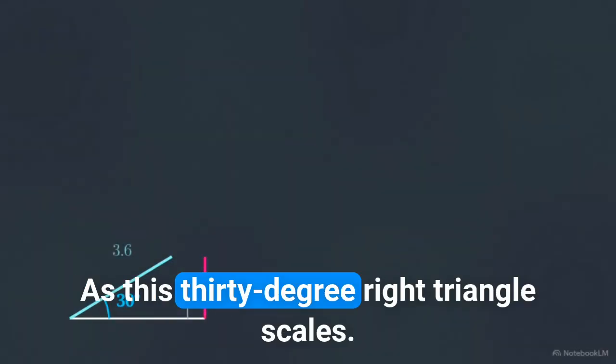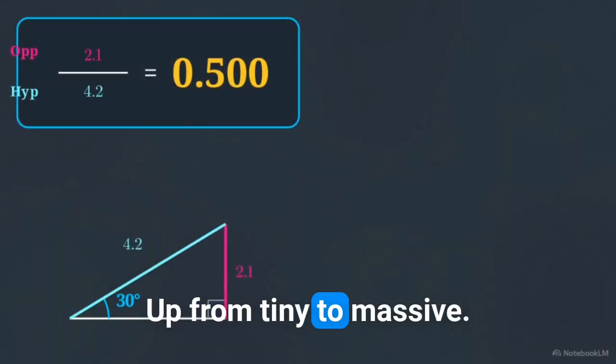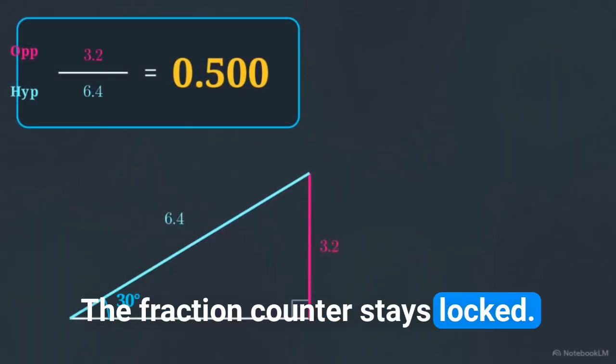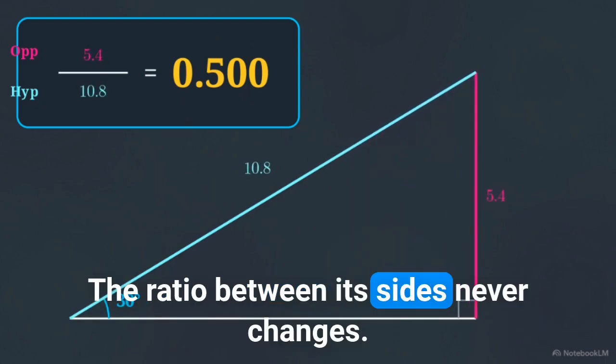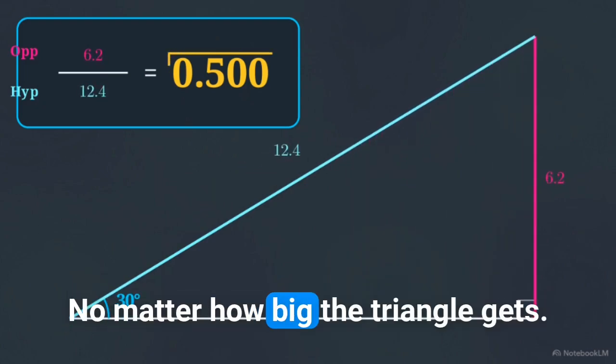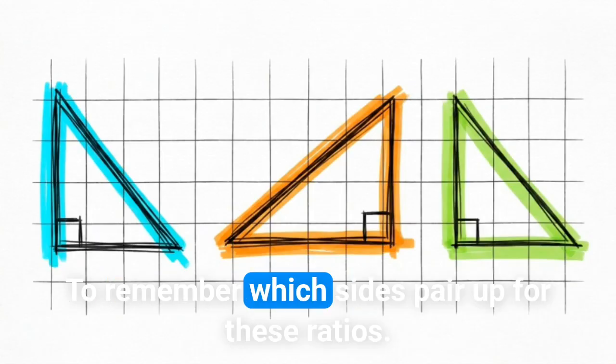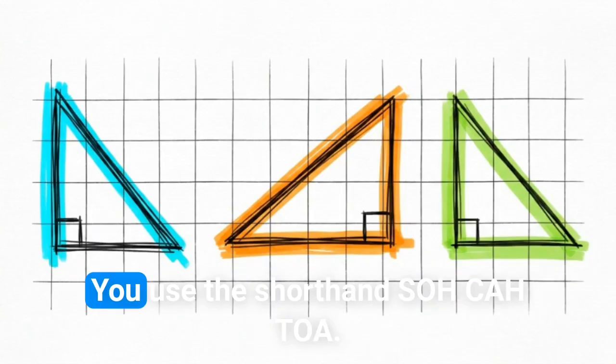As this 30-degree right triangle scales up from tiny to massive, the fraction counter stays locked. If an angle stays exactly the same, the ratio between its sides never changes, no matter how big the triangle gets. To remember which sides pair up for these ratios, you use the shorthand SOH CAH TOA.